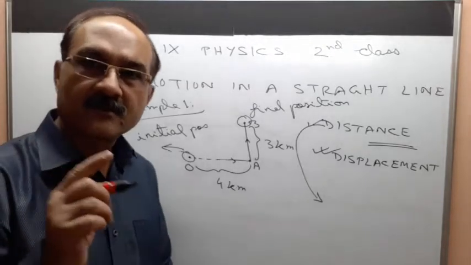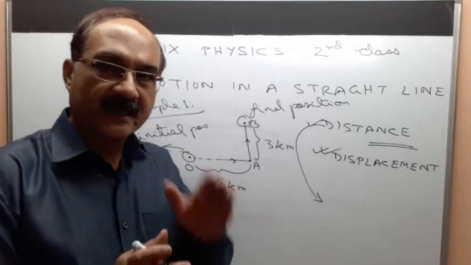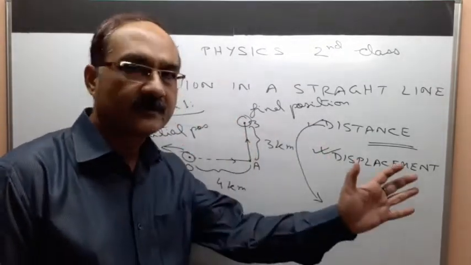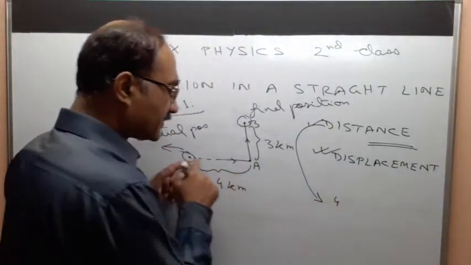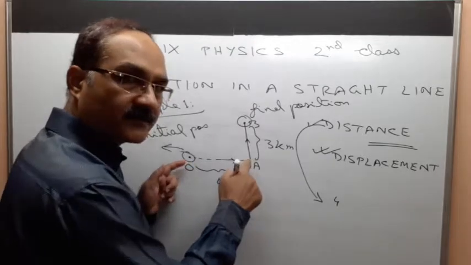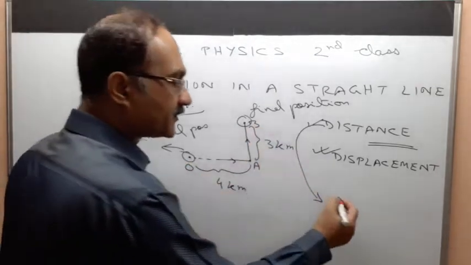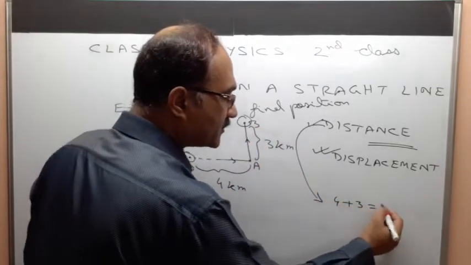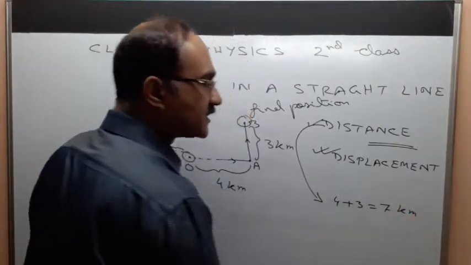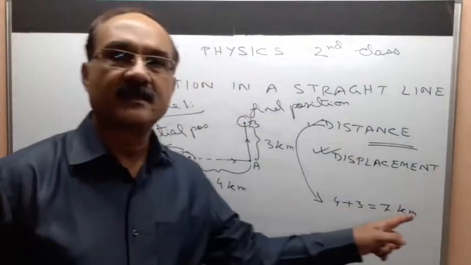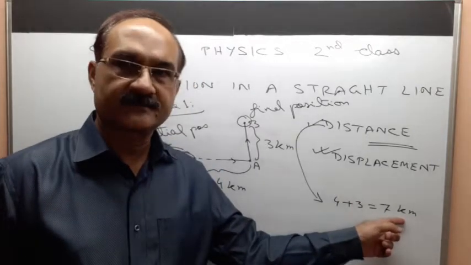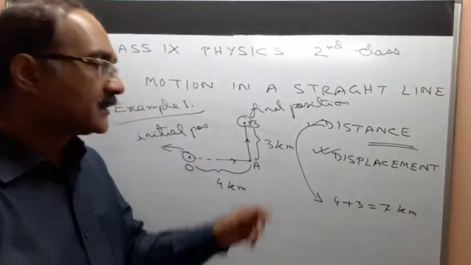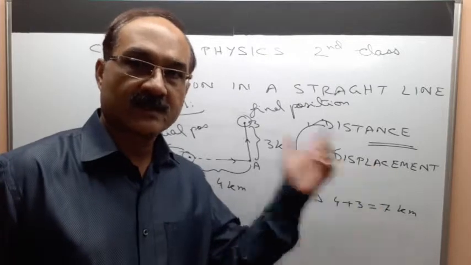Distance covered is always the length of the actual path traveled by the body. So from here to here, it traveled 4 kilometers. From here to here, it traveled 3 kilometers. So distance is here 7 kilometers, or distance covered is 7 kilometers. Okay? Now what about the displacement?